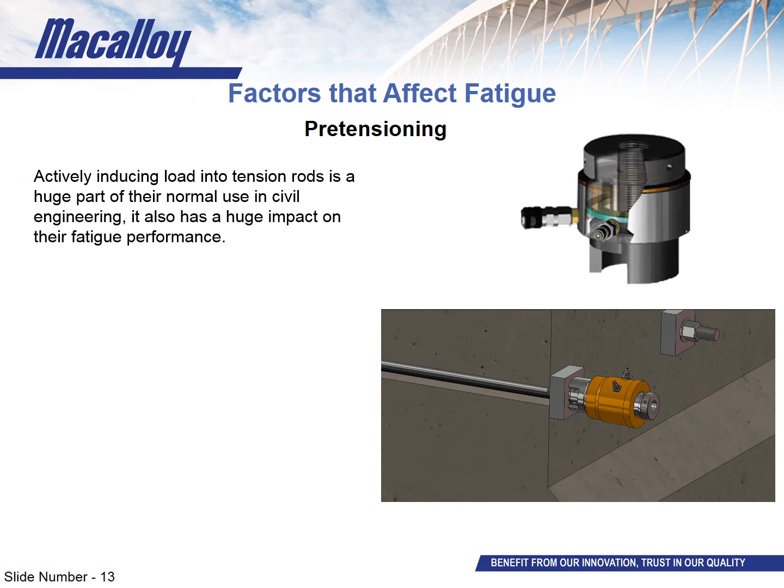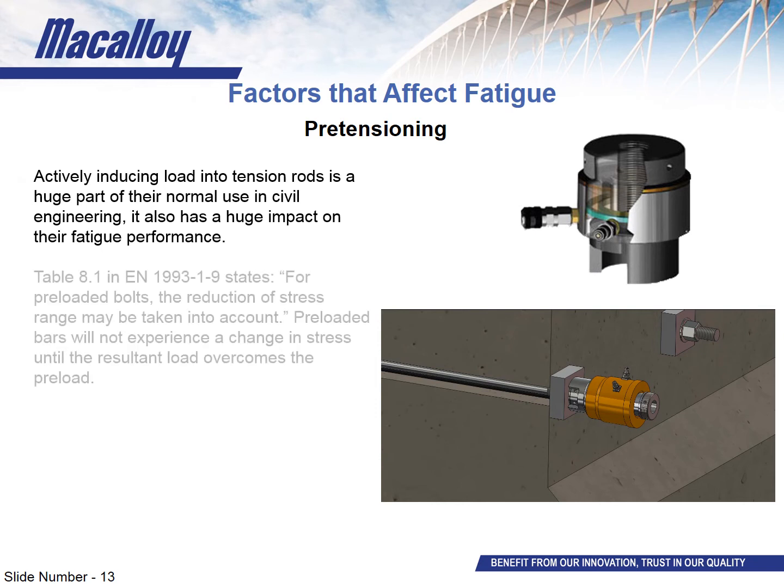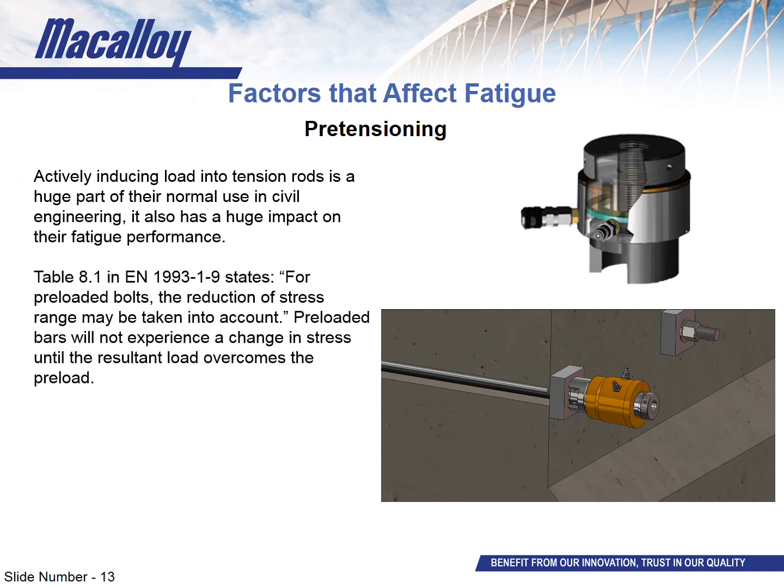causing a compressive force to be applied on the structure itself by the bar. This is typically done in order to minimize or mitigate any amount the bar will stretch during the life of the structure when subjected to load, as this elongation has already been taken out by the preloading process. It also has a significant impact on the fatigue performance of the member. So in table 8.1 in EN 1993 part 1 part 9, it is stated that for preloaded bolts the reduction of stress range may be taken into account.